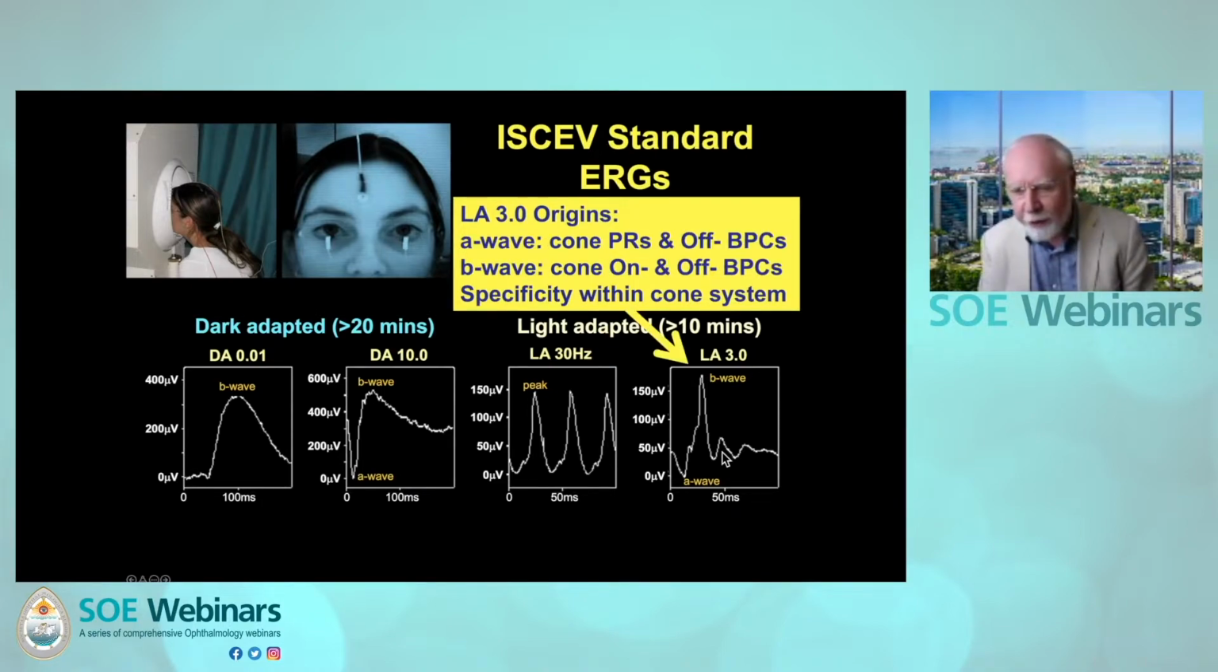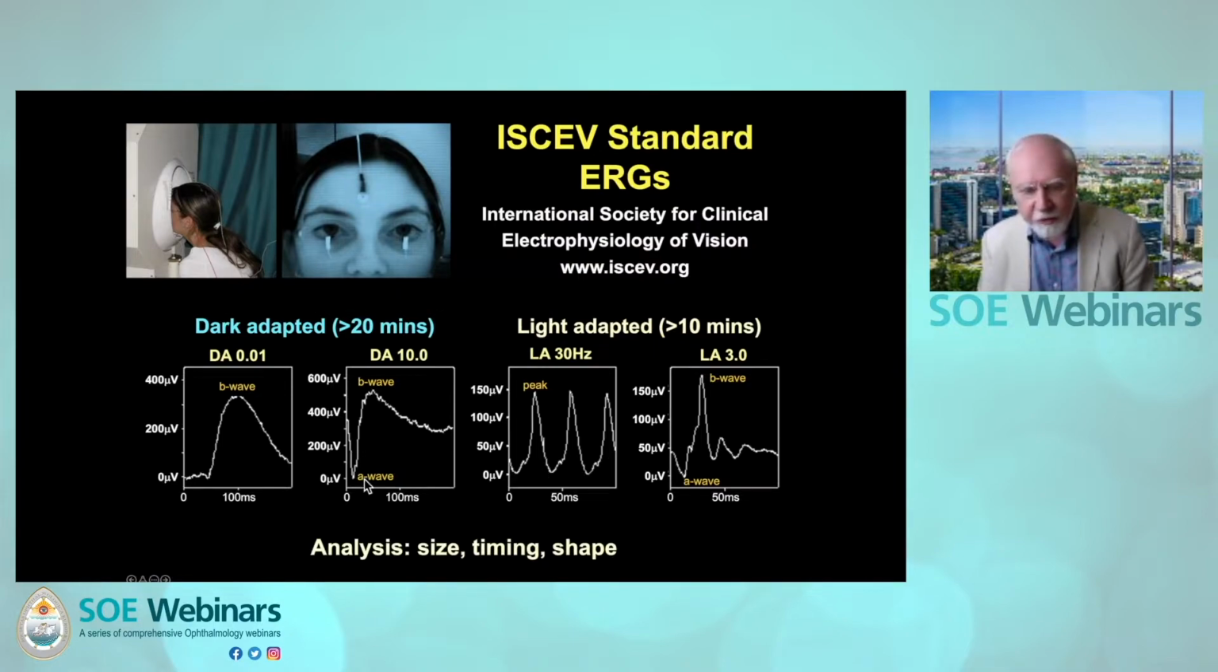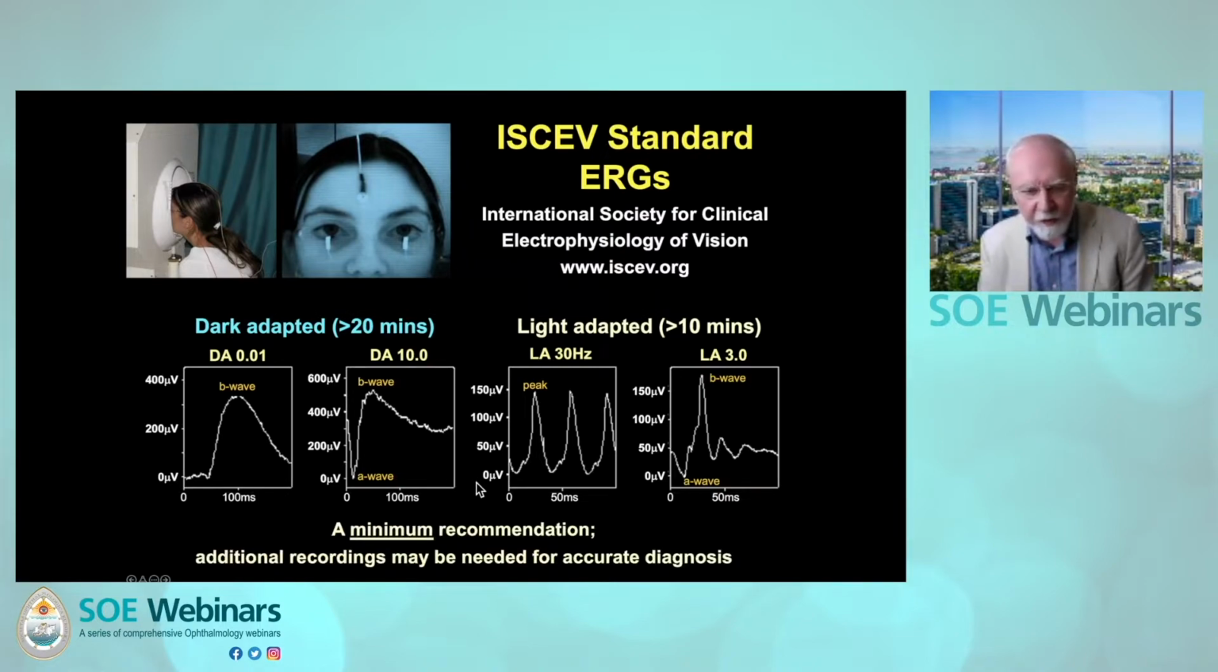Specificity is then achieved by a single flash cone ERG with the A wave coming from the photoreceptors and modified by the off bipolar cells, and the B wave a synchronized response from on and off bipolar cell pathways. Analysis takes place of the size and timing of the response. These are reasonably large signals, easy to record, but also the shape of the response. And this is a minimum recommendation, and additional recordings may well be necessary.